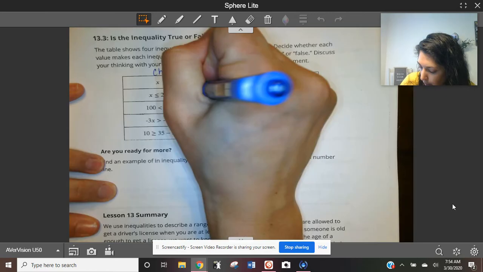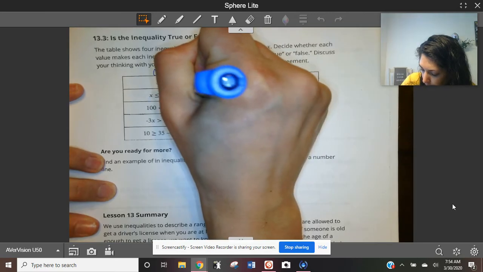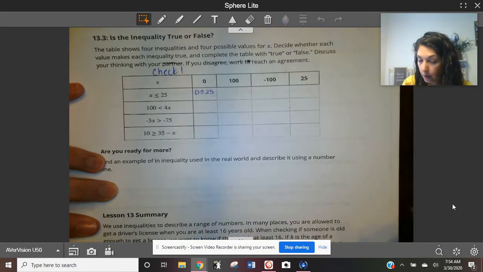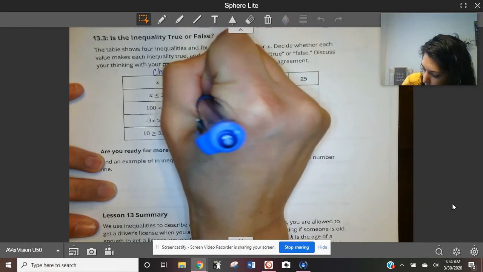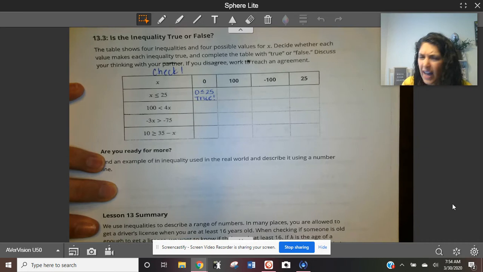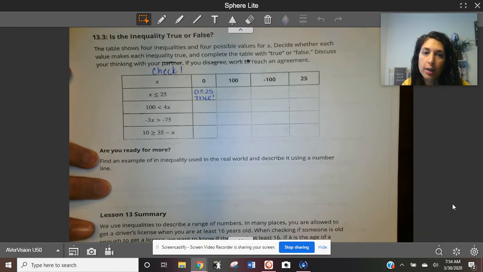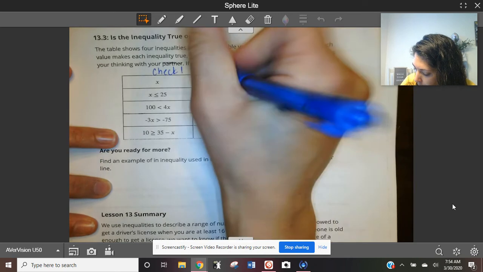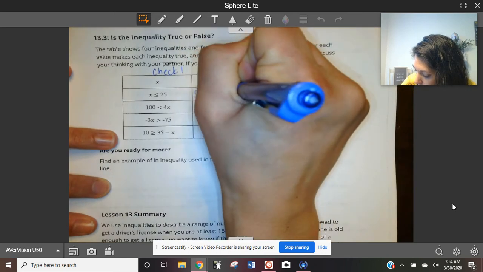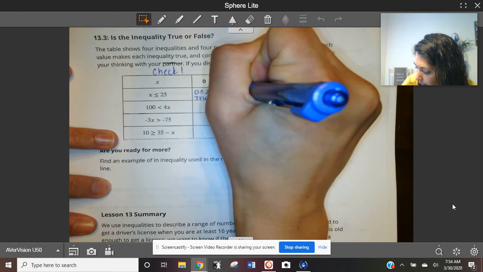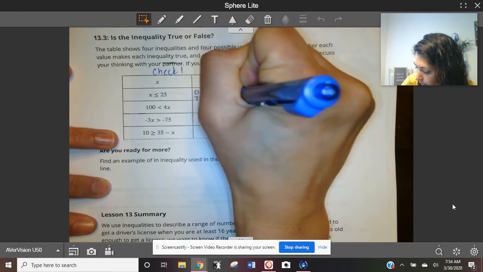So all we're going to say is, is 0 less than or equal to 25? Yes, so that means true. I know these boxes are small, so for some of them, if you need to do work on the side of your paper, that's also fine. Okay, now let's ask again. Is 100 less than or equal to 25? That's going to be false.